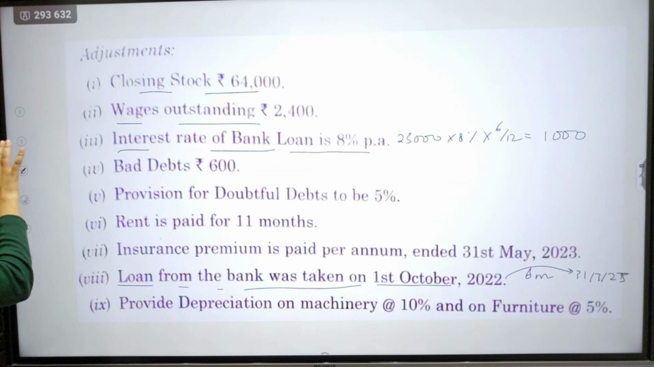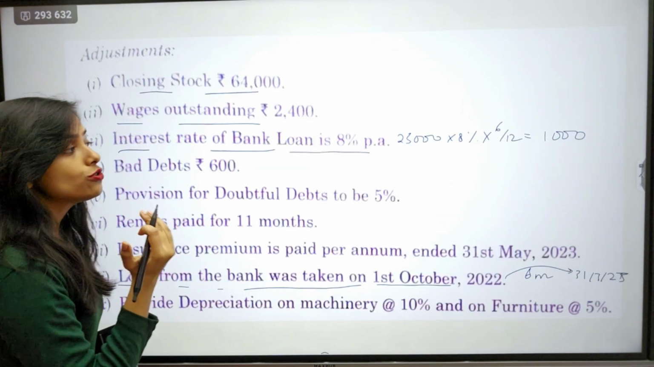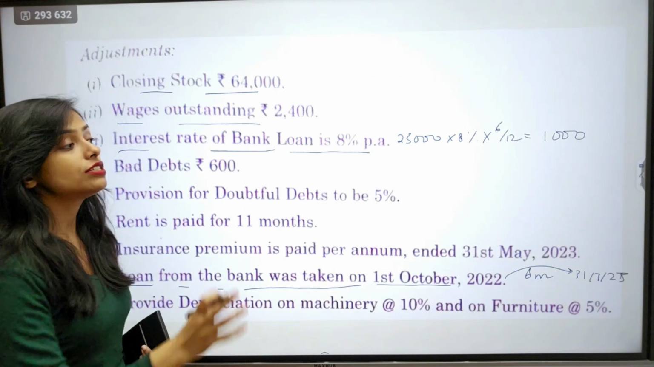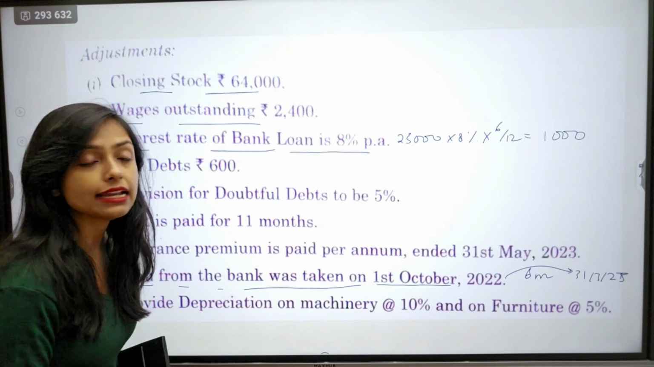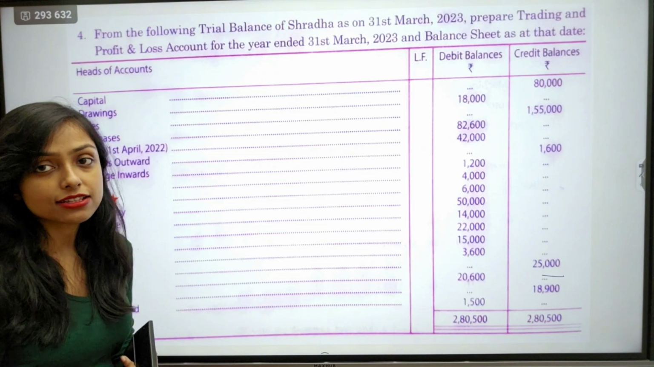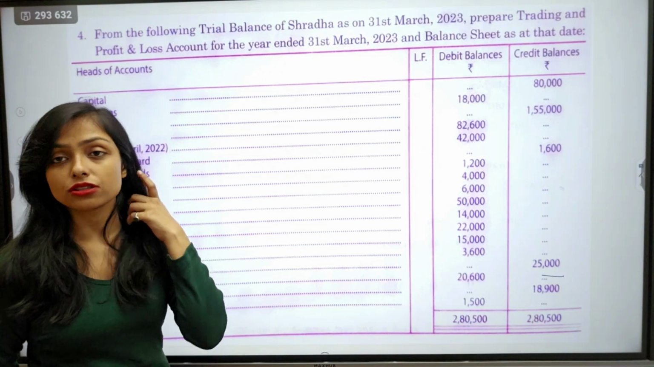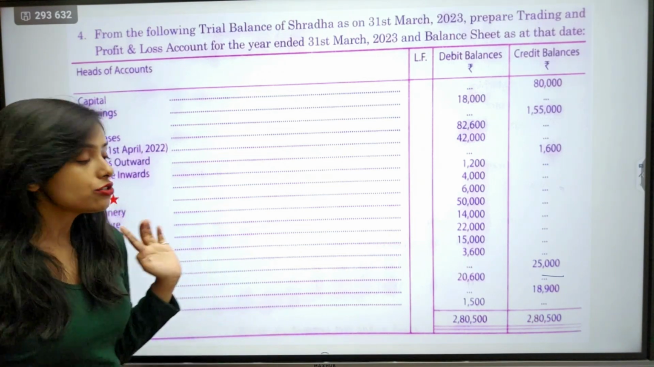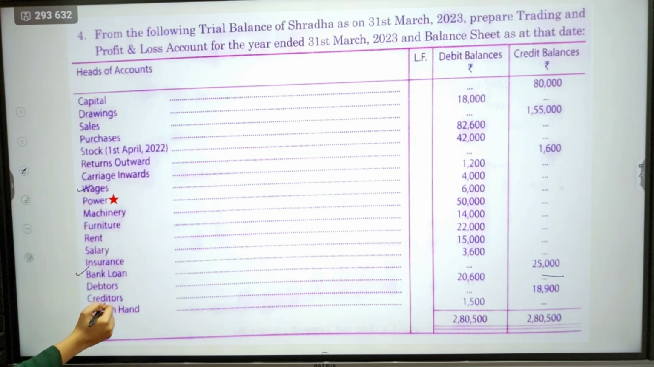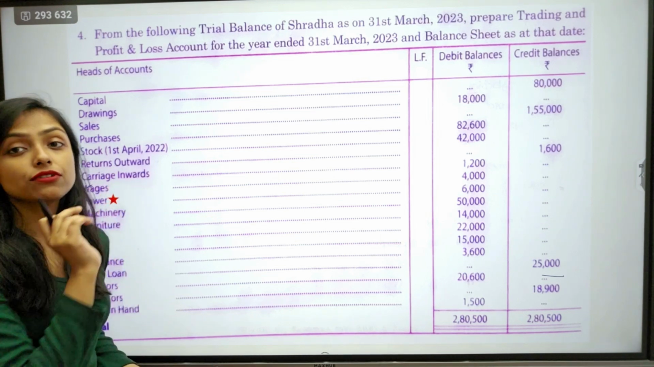Now, we should also check for one point whether we have paid any interest out of this 1,000 rupees, whether we have paid anything to the bank. Where can we find that? Obviously in the trial balance, because if we would have paid any interest to the bank, it would have come in the trial balance. Let's find it. So have we paid any interest? No, we have not paid any interest to the bank, otherwise it would have come here.